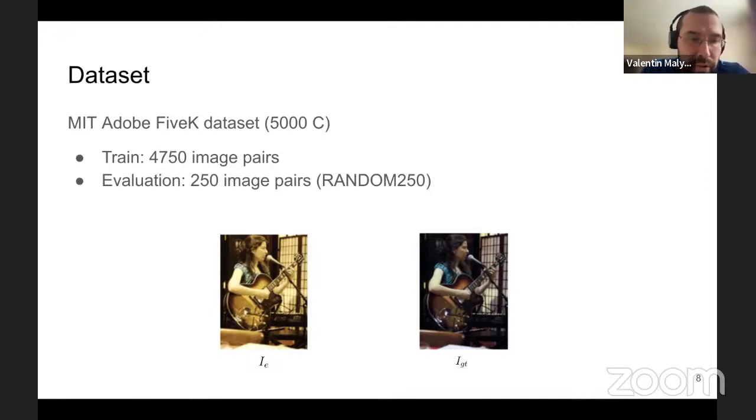So we split the dataset, the 5K, so 5,000 images, into 2 parts: the training part of 4,750 images, and 250 images to check. This setup is called random 250, because these images are chosen randomly.